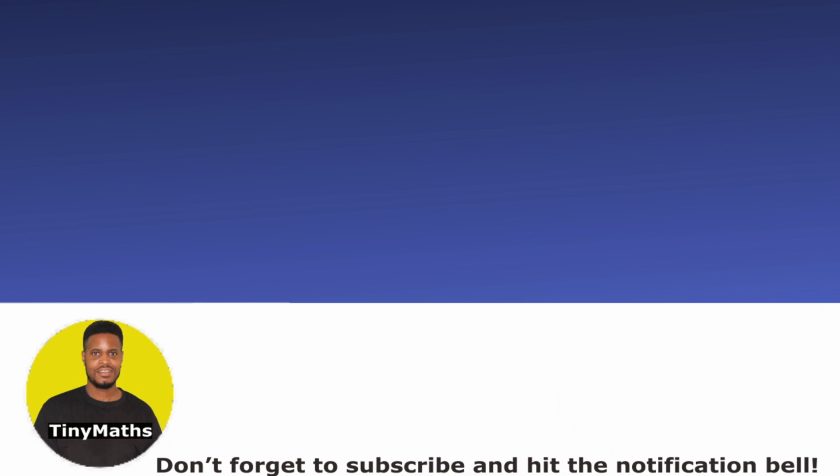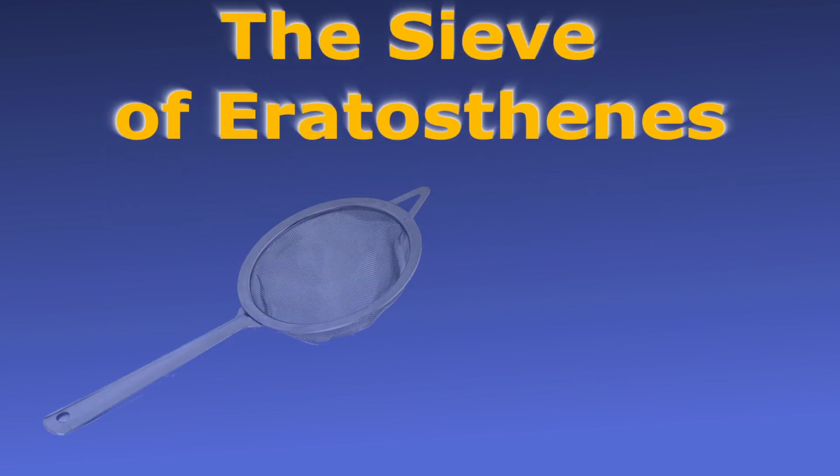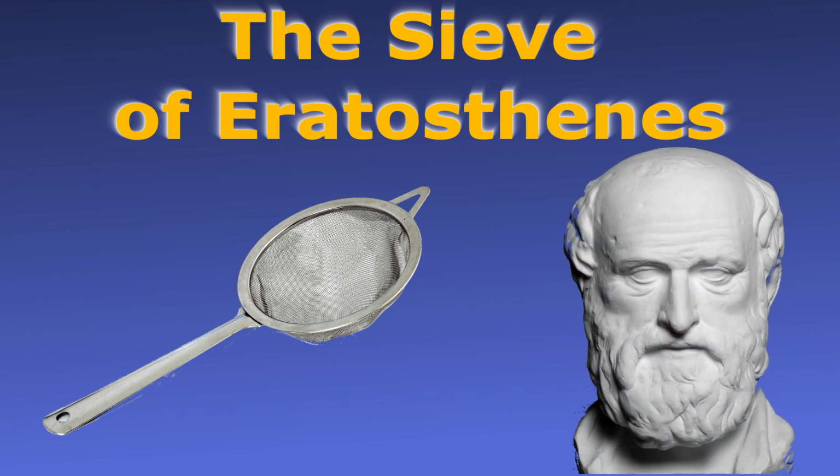Guys, today we're going to show a quick and easy process for finding the prime numbers between 1 and 100. This process is called the sieve of Eratosthenes. Now the name for this process sounds more complicated than it really is. Here's a sieve and here's Eratosthenes. There's nothing complex about the name of this process and nothing complex about the process itself either.